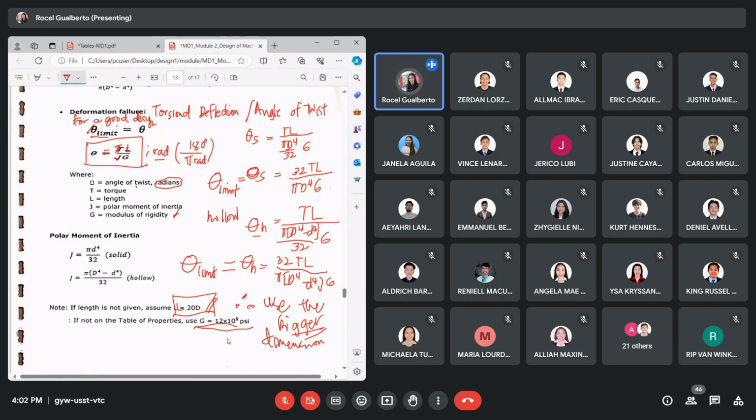G equal to 12 times 10 to the 6 PSI or 12 times 10 to the 3rd KSI. Okay? So this is a general value or a standard value for all types of steel. Yan po yung pwede natin gamitin kung wala pong data coming from our design tables. So yan po yung gagamitin for the value of G.